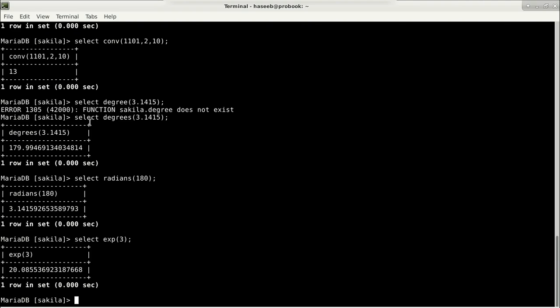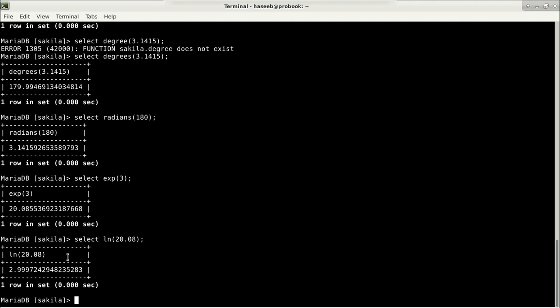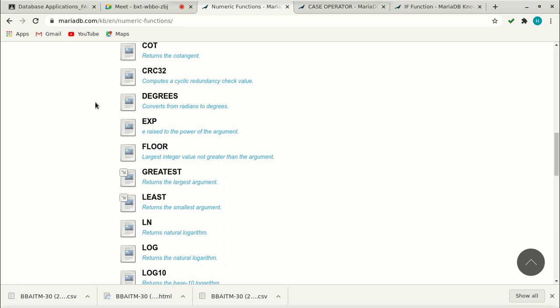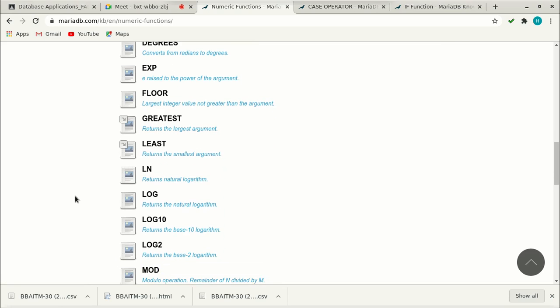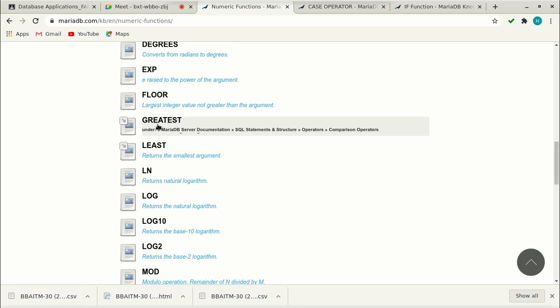And I think if we calculate log of 20.08, we will get 3. Select log of 20.08. So the answer is roughly 3, because I have not put the whole number. So actually this is the anti-logarithm. We have already done floor. Greatest returns the greatest argument, so it is used to find the greatest value among the given values.